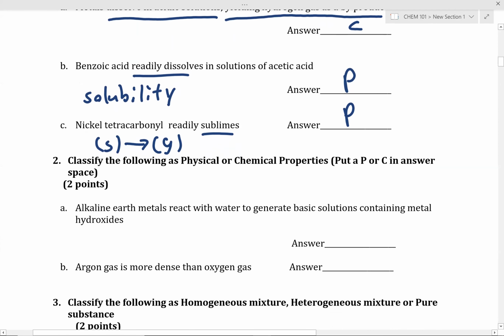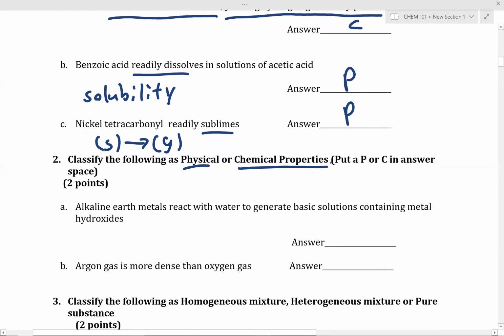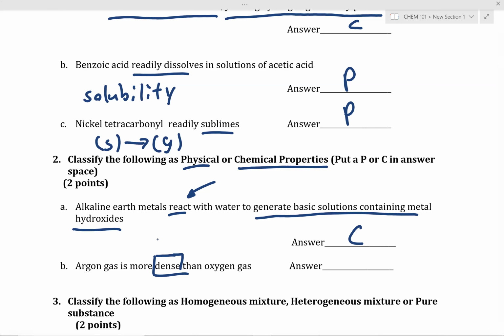So let's classify the following as physical or chemical properties. Again, our criteria when we're assessing physical or chemical properties: does our chemical formula change? Alkaline earth metals react with water to generate basic solutions containing metal hydroxides. There's one word that is a giant signpost here, the word react. What does that suggest? Chemical. Yep. Argon gas is more dense, so circling that. Density, can we observe density without changing the chemical composition? Yes, so what kind of property is that? Physical. Yep, perfect.